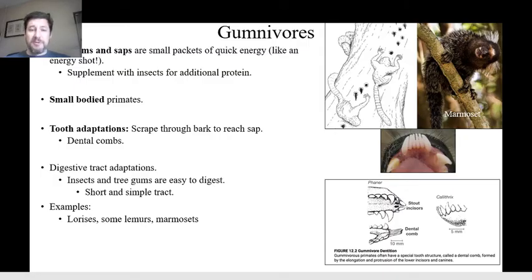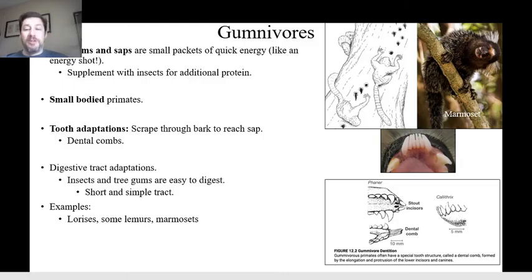Again, they tend to be small-bodied. In order to access the gum, they have a special tooth adaptation called a dental comb, shown in this image right here. Their incisors have been modified over time through adaptation to point outwards and be extremely close together and form this little comb-shaped tool. They use that essentially to scrape the bark until it pops off and then rip the tree underneath, and that causes the sap to flow out, which they can then lick up.